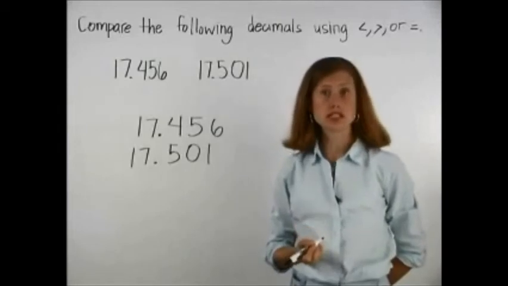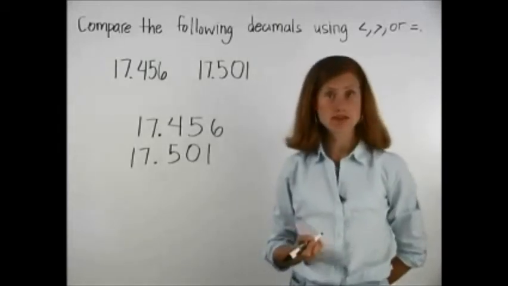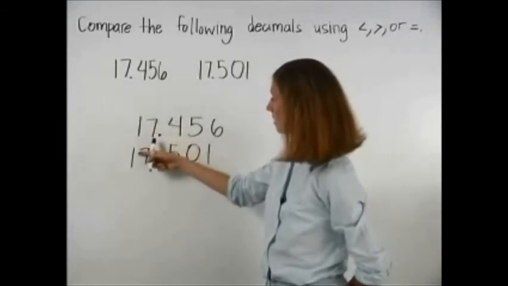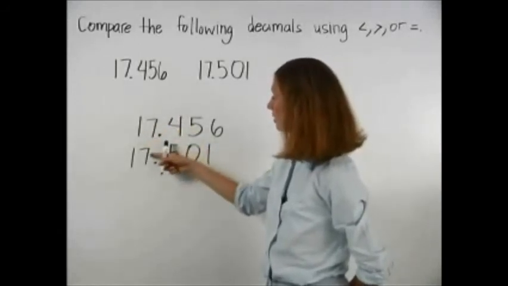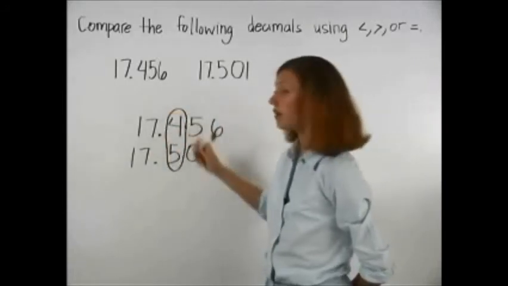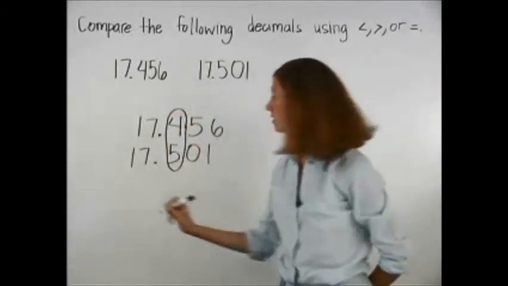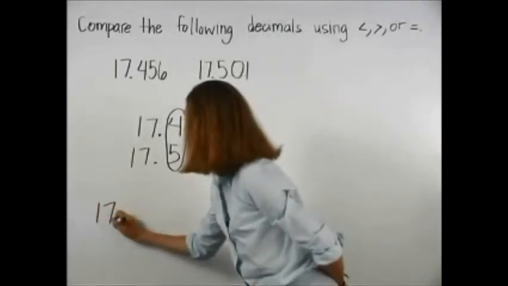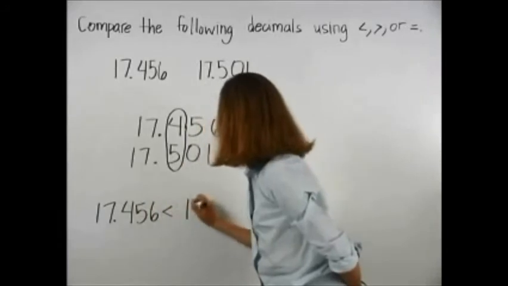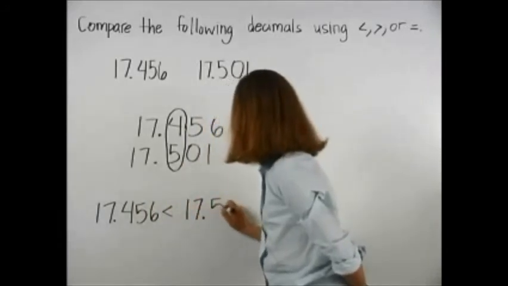Next, compare the digits place by place, starting at the left of each number. So here, 1 and 1 are the same, 7 and 7 are the same, but notice that 4 is less than 5. This means that 17.456 is less than 17.501.